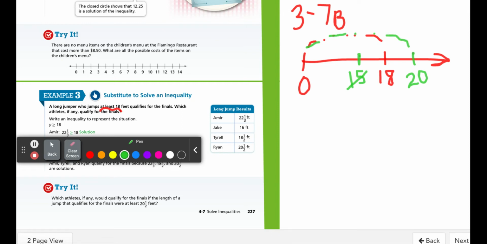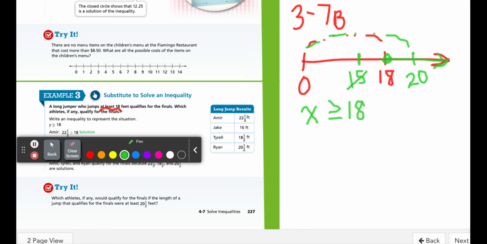So when we're thinking of a solution for this inequality, we're going to be thinking of numbers that are greater than or equal to 18. So we're going to have to use the inequality x is greater than or equal to 18. And I want you to make sure you have that inequality written in your notebook.